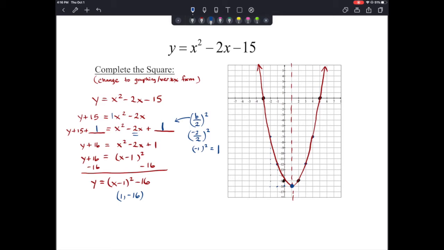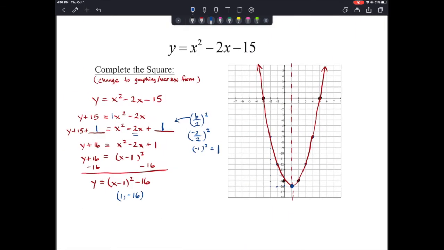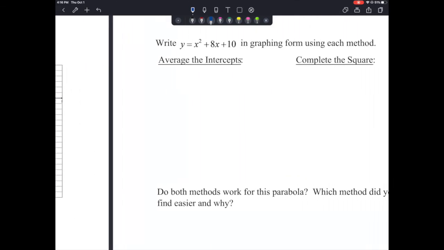So that's 2 different methods for graphing the parabola. We're not going to go through and overlap it, it's already there. But the question is, which one do you prefer and why? So let's think about that as we move on into the next problem.